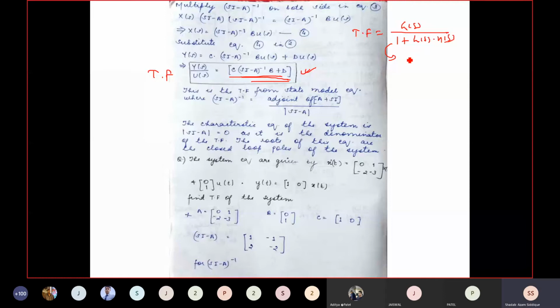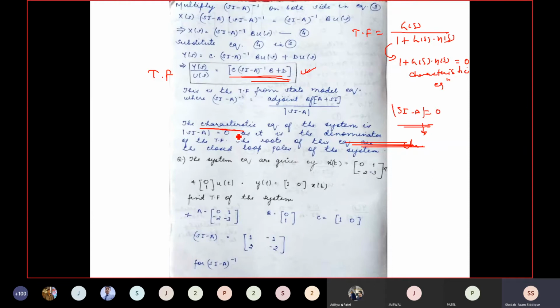But in this equation you can see (sI minus A) inverse means this will be in the denominator, and if you take the LCM, you will get (sI minus A) in the denominator. That means determinant of (sI minus A) is equal to 0. If we equate it to 0, that is called the characteristic equation of the system.